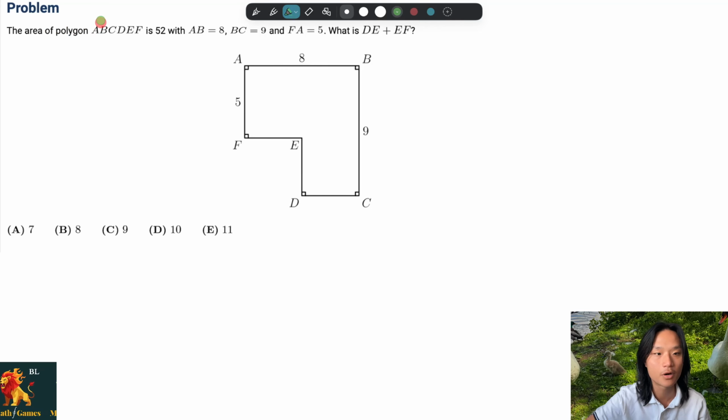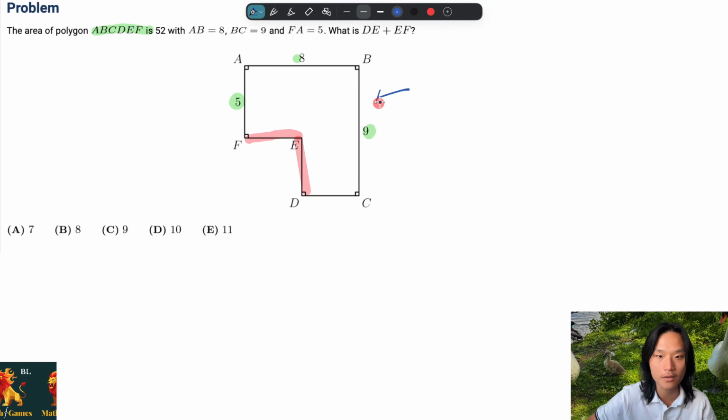The area of polygon ABCDEF is 52, with the length AB equals 8, the length BC equals 9, and the length of FA being 5. The question is, what is the combined length of DE and EF? So here, the area of the whole polygon is 52, and we want to find the combined lengths of FE and DE.